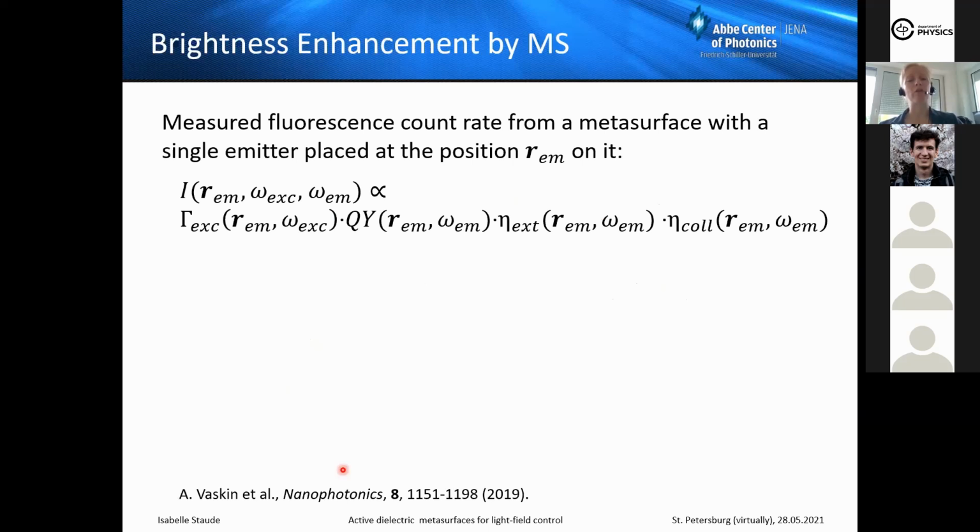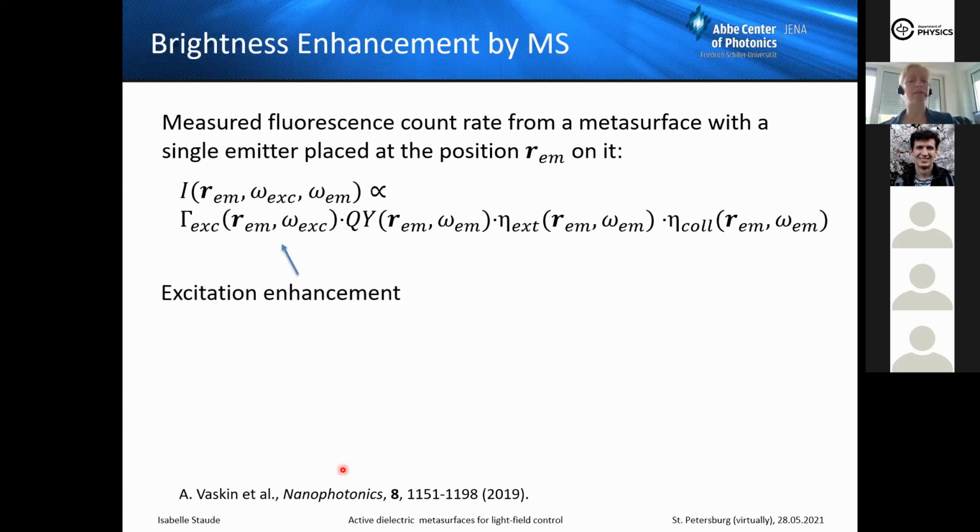So what can we expect now from the metasurface to do with the emission from the 2D material? Here I show the measured fluorescence count rate from a metasurface with just a single emitter placed at a position r_em on it. If you have an ensemble of emitters, it's really hard to describe this analytically, but it's still useful to consider this for a single emitter, just to get an idea of the physical processes that take place in this hybrid structure. So what we have is several factors. One is this excitation enhancement. Typically we still pump our structures with some excitation lasers.